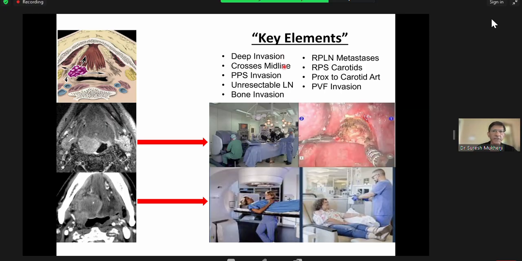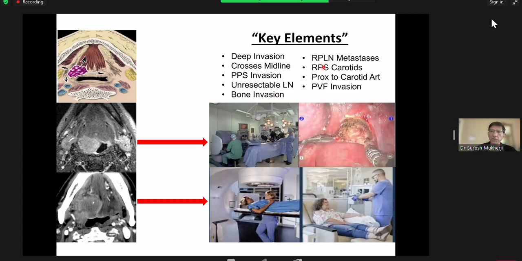Is there extension into the parapharyngeal space? We'll show an example of this. Are there any unresectable lymph nodes? I'm sure in the future we'll have a talk on lymph nodes. Is there bone invasion? Generally, this is pretty rare for oropharynx cancers, but it's still something that I always include. Is there any evidence of retropharyngeal lymph node metastases?